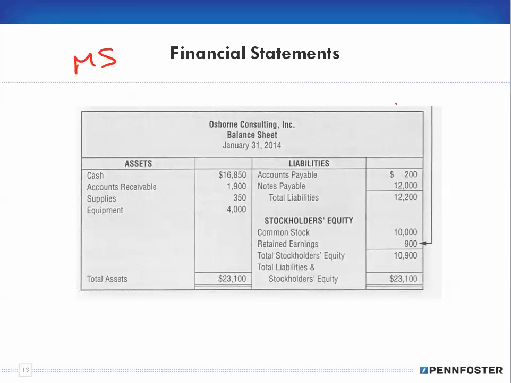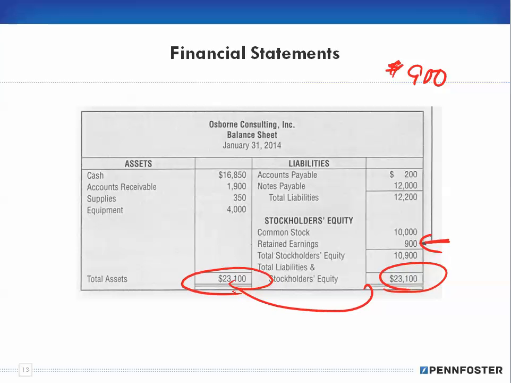So this balance sheet is shown as single step, but I scribbled on here letting you see what multi-step looks like. And so, like I had said, we're going to pull the $900 off of the statement of retained earnings and plug it in here so that we can do the math in order to make sure that our assets equal our liabilities plus our stockholders' equity.